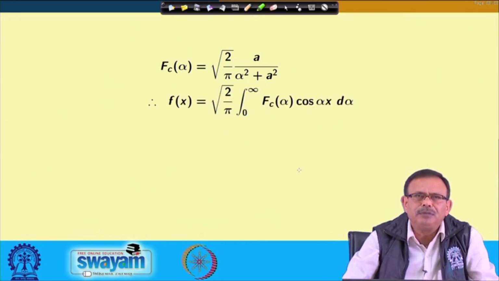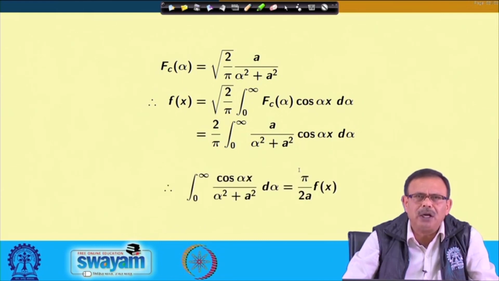Once I obtain this, I can write down f x using the inverse Fourier cosine transform, f x equals root over 2 by pi, 0 to infinity f c of alpha cos alpha x d alpha, where f c of alpha is known to me. If I substitute the value, then I can write down the value of the integral 0 to infinity cos of alpha x by alpha square plus a square d alpha as nothing but pi by 2a into f x, where f x is e power minus a x.